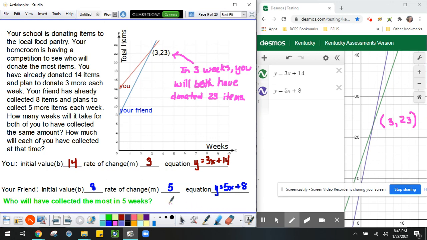Hopefully you notice that the blue line is going up faster. So in 5 weeks, your friend would have collected more. And you can figure out how many that is by plugging in 5 in the place of x right here. 5 times 5 is 25. 25 plus 8 is 33. So your friend, it didn't ask you this, but you can figure out that your friend would have 33 items in 5 weeks. And you would only have 3 times 5 is 15. And 15 plus 14 would only give you 29 items. I'm just plugging in 5 right there for x and 5 right here for x.